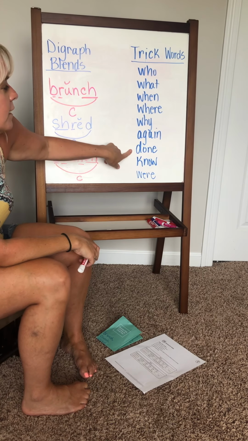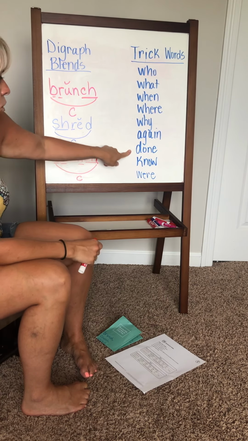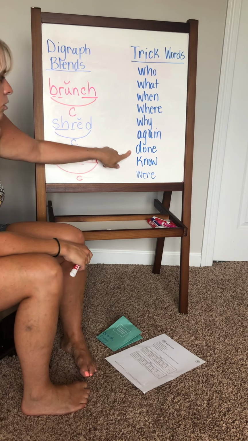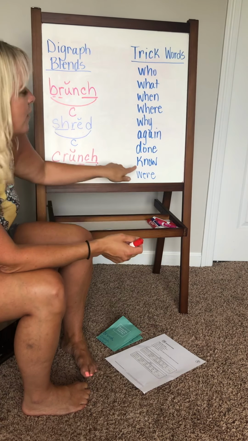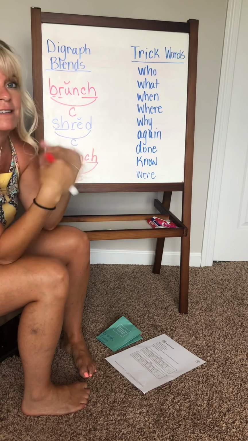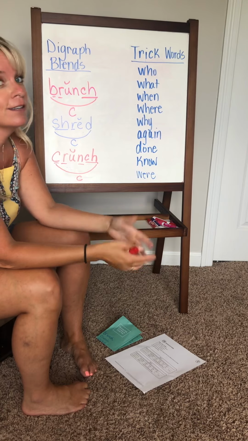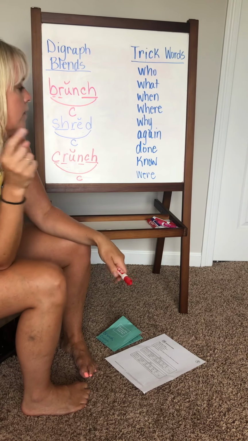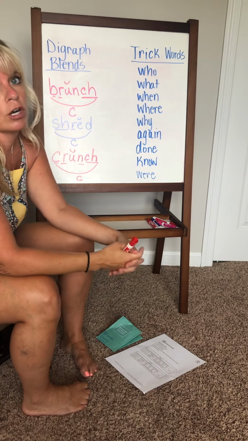Then we have the word done, D-O-N-E. And remember our trick for the word no. Whenever you have K-N together, that K is silent. So this means like I know the answer. It doesn't mean like no, you can't do it. And your last trick word is the word were.